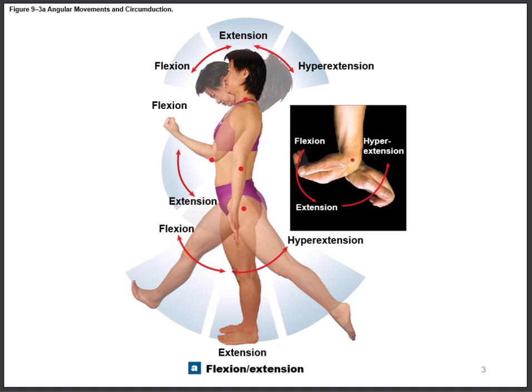But notice all of the body parts moving are forward and backward. Right here they're showing you the wrist. When we bend the wrist, making the angle of the joint smaller, that would be flexion. And then when we bring it back, say it would be straight down, that would be extension. And then bringing it beyond backwards, that would be hyperextension.